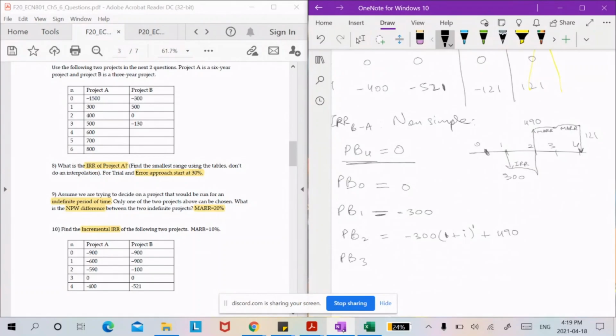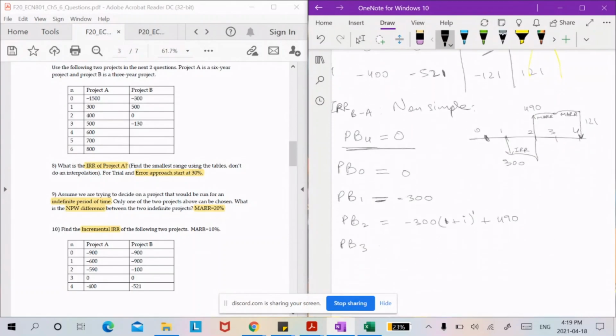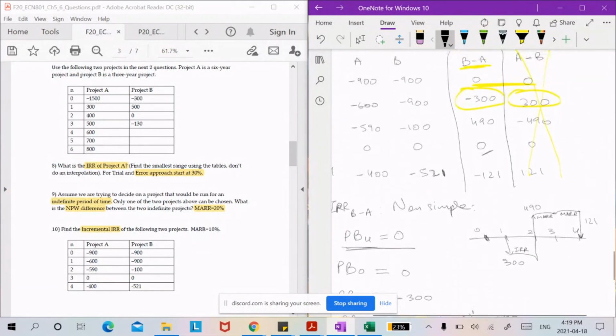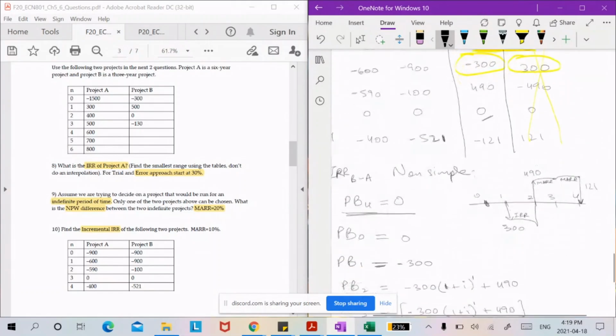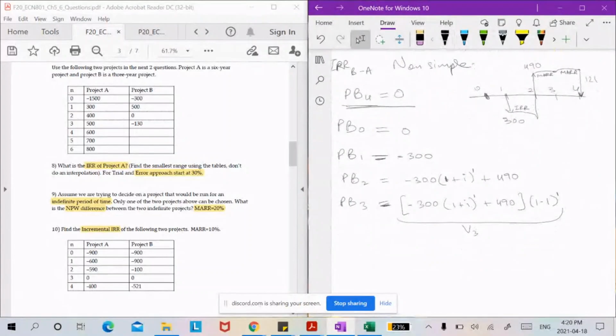Now project balance at the end of 3. There's no payment here. It's 0, but we still need to use the MAR to carry it forward to the third period. So minus 300 times 1 plus I, plus 490, and using the MAR, which was 10%, so 1.1 raised to the power 1. This way it goes to the third period. This whole thing is PB3 now. All right. And then in PB3, there's no payment, so you don't add or subtract anything.